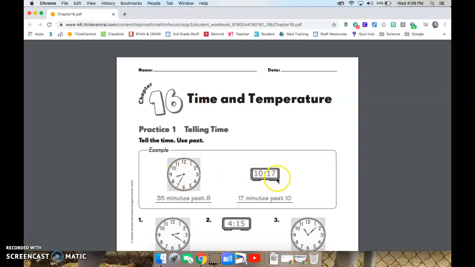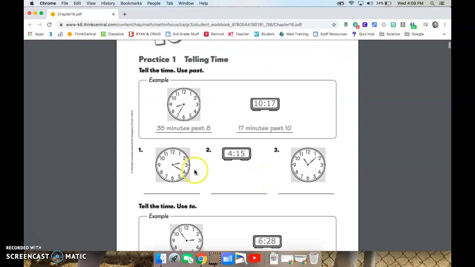yet. On this one here, this is the minute side, so you got hours, minutes, so 17 minutes past 10 o'clock. So, number 1 here, first we're going to count how many minutes passed. That's the longhand. 5, 10, 15, 20 minutes past, is it 2 o'clock or 3 o'clock? It is 2 o'clock. So, 20 minutes past 2.